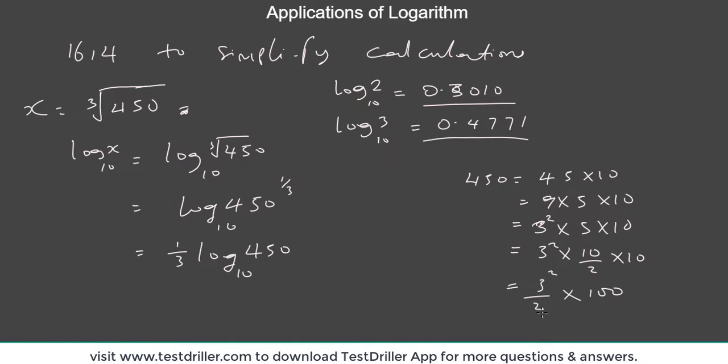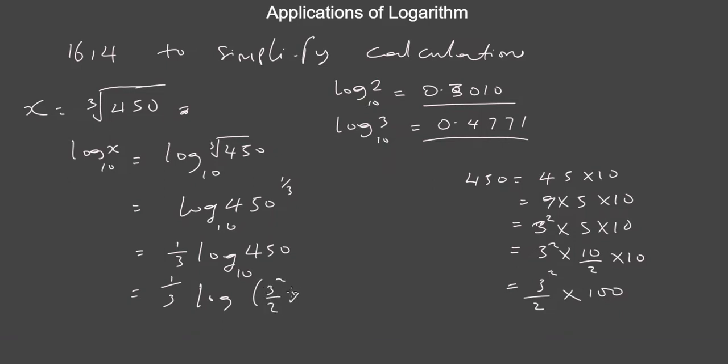You will see why we are looking at expressing in terms of 3, 2, and 10: it is because we know from our table the log of 2, we know the log of 3. These are the information given to you. So now, what's the next phase? The next phase is to just plug that in. We just take this as log of 3 raised to the power 2 over 2 times 100, then to base 10. Then the next phase is to take 1 over 3 and we spread everything out.